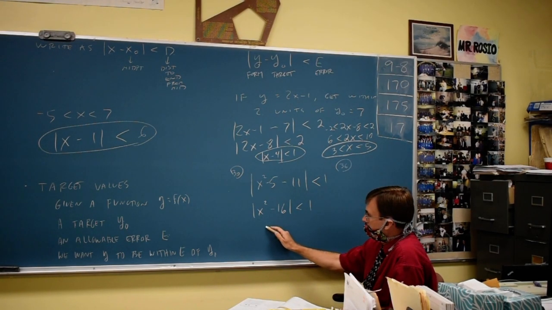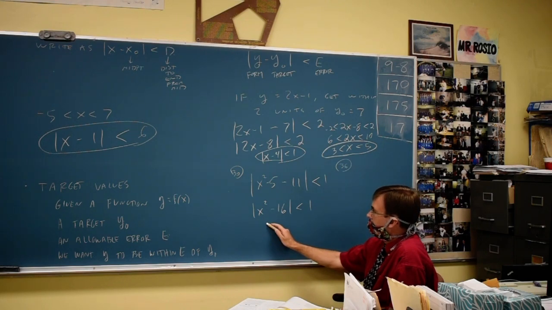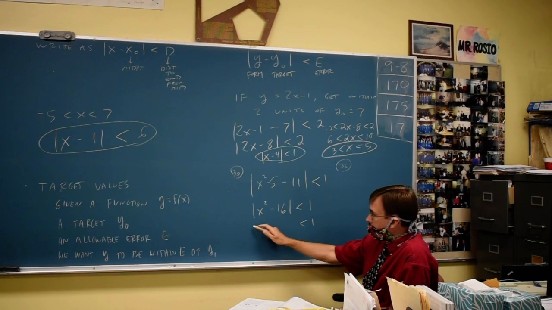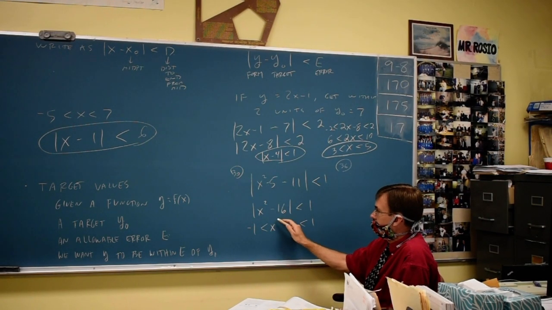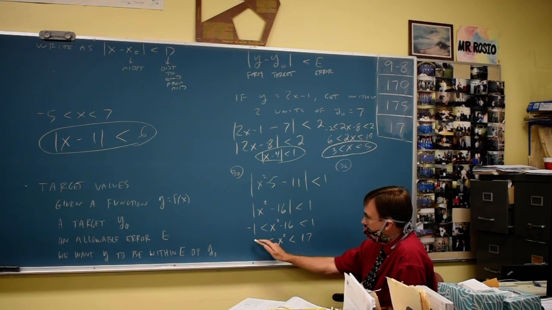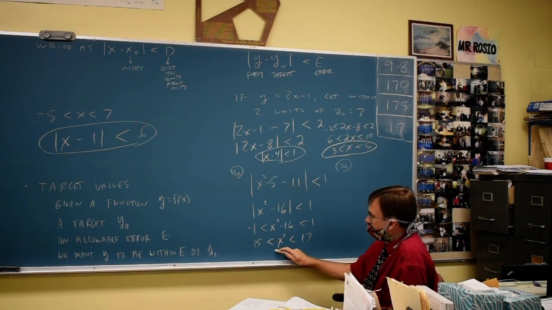Then, do we want to factor or no? No. Less than 6, less than sandwich. High end, 1. Low end, negative 1. Middle zone, X squared minus 16. Then add 16 of those. That's 16s. High end, 17. Low end, 15.